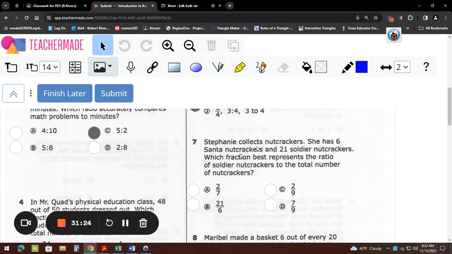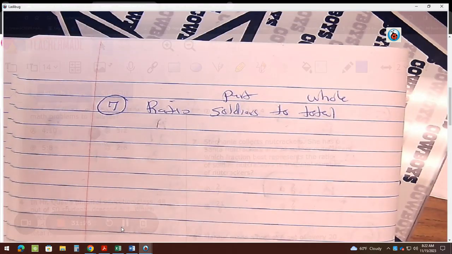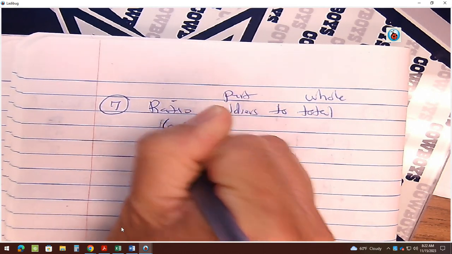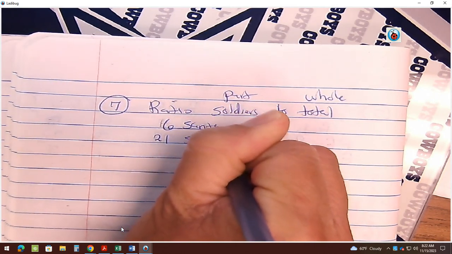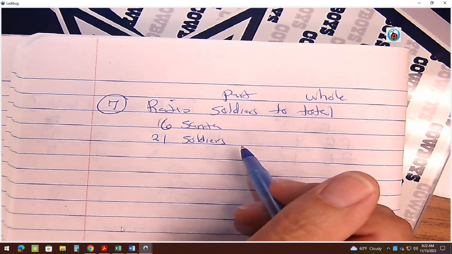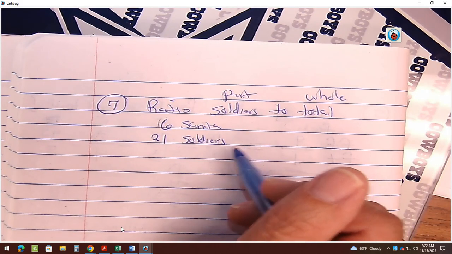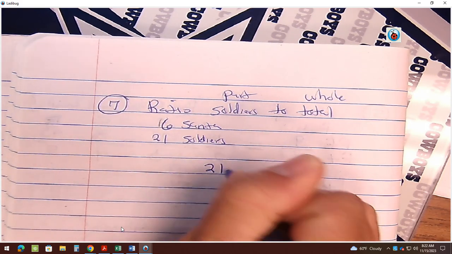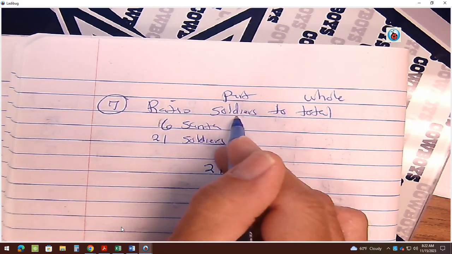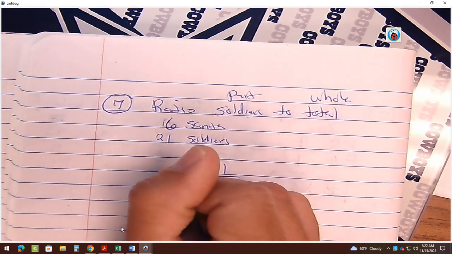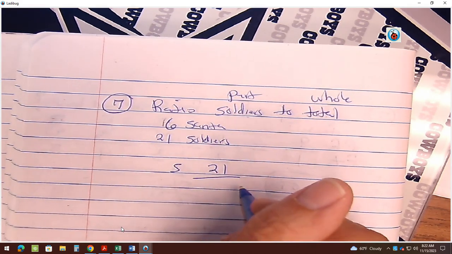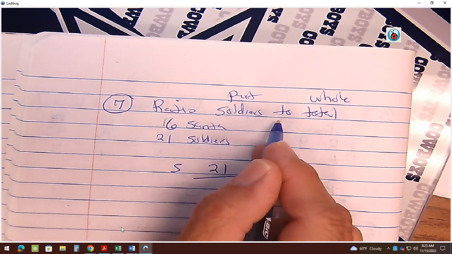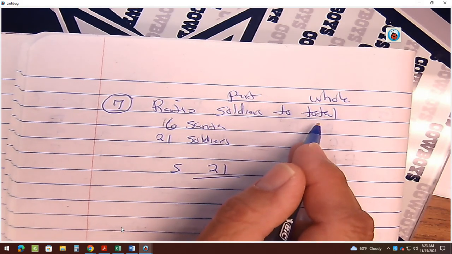There are 6 Santa nutcrackers and 21 soldiers. So 6 are Santa and 21 are soldiers. Which one do I need for sure? The 21. So let's already put that guy on the top or on the bottom? Top. Why on the top? Because he came first in the question. Put S for soldiers. Do I need to put the Santa on the bottom? No, because they want soldiers to what? Total.